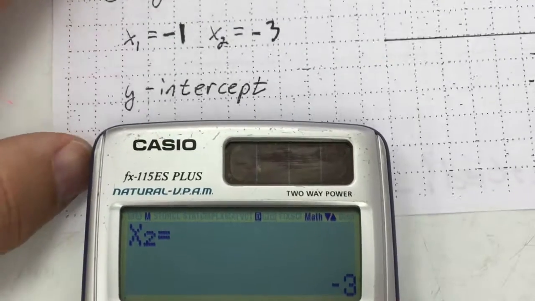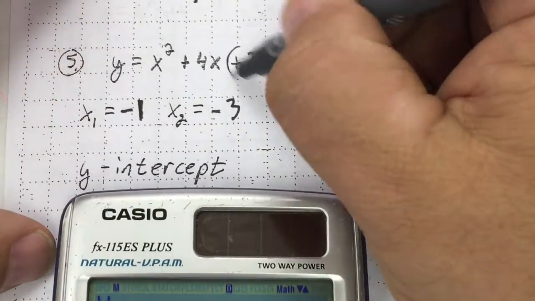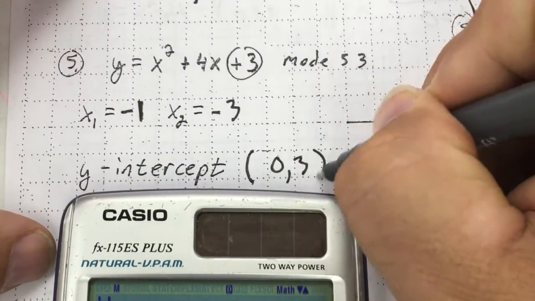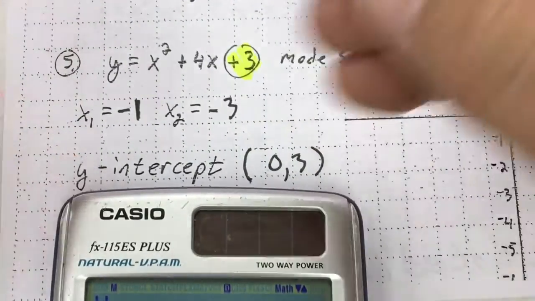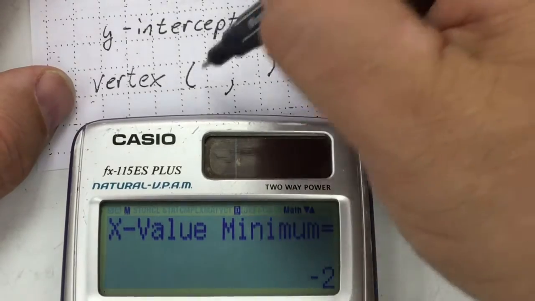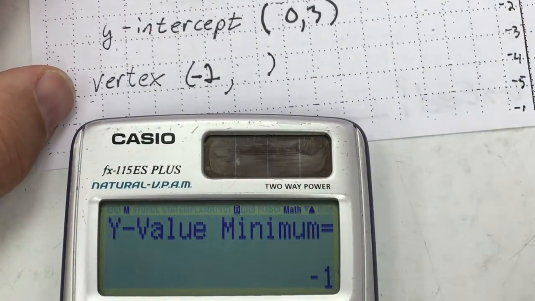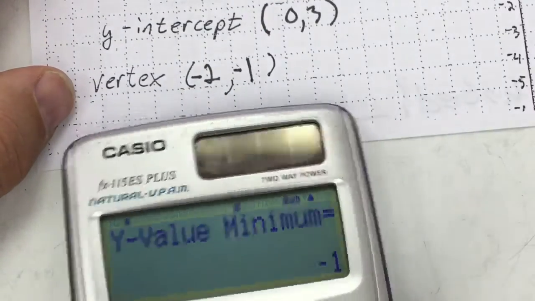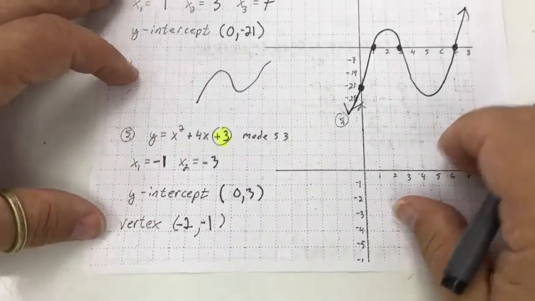Now what's nice about this, the y-intercept, that's easy enough. That's just the positive 3 at the back end, so my y-intercept is going to be 0, 3. We can always get that quickly. Now the vertex. If I hit equals again, it gives me the x value minimum for the vertex. If I hit equals again, it gives me the y value minimum for the vertex. Now with this information, I can graph the parabola very accurately.